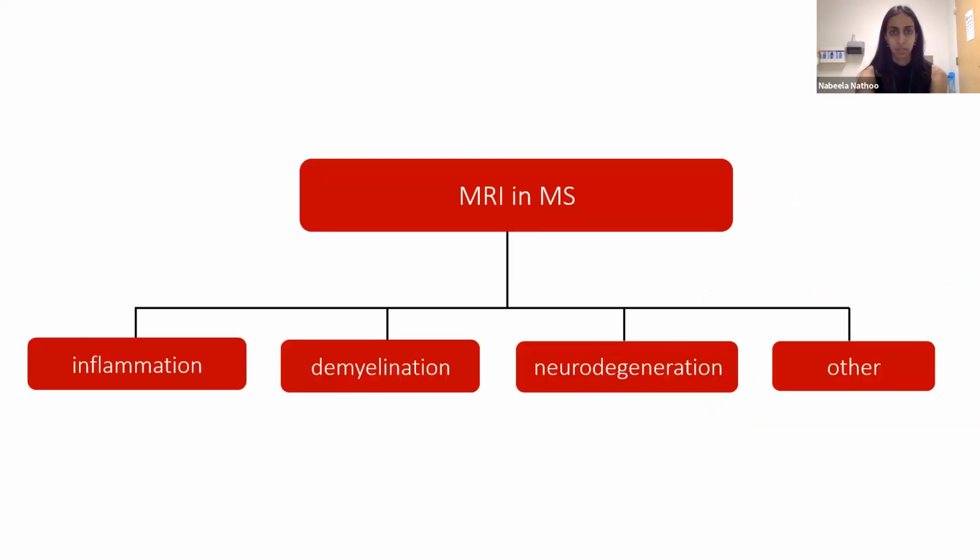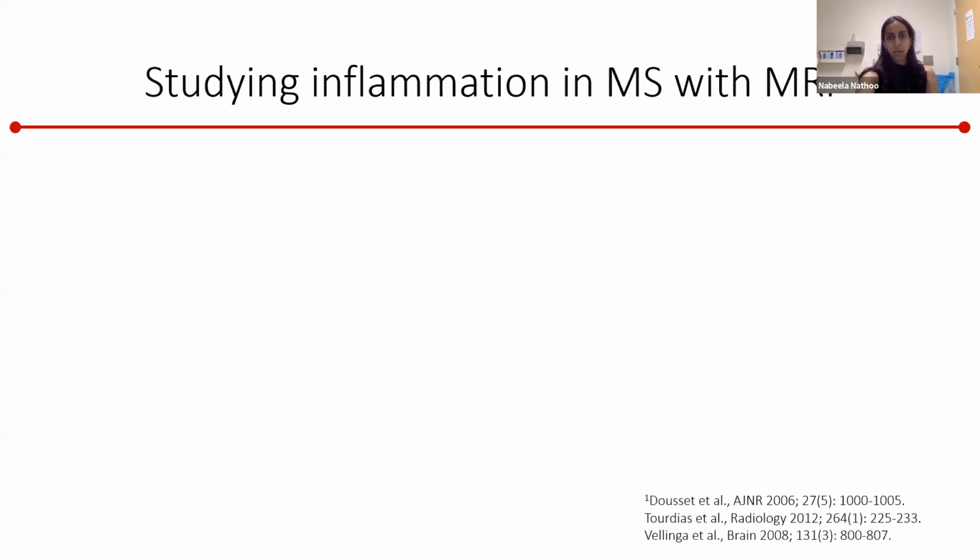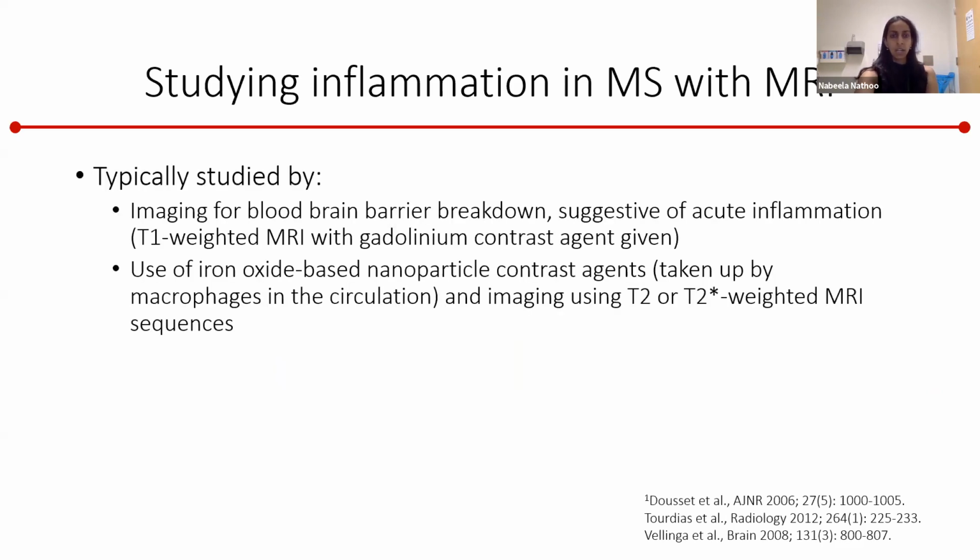So MRI and MS that I'll talk about is, we look at inflammation because it's an inflammatory demyelinating condition with neurodegeneration also present, and then the other uses of MR in MS. So studying inflammation in MS with MR will be more around contrast agents that exist. At this point, our way for looking at ongoing inflammation in MS with MRI is by using gadolinium. And again, that's because if there's blood-brain barrier breakdown, gadolinium can seep into the CNS.